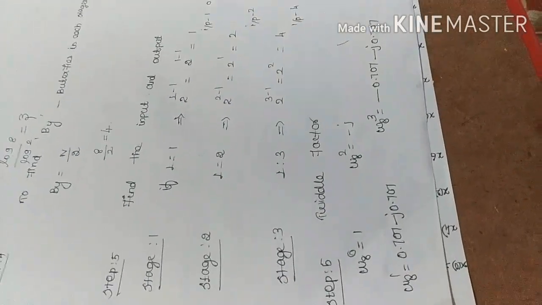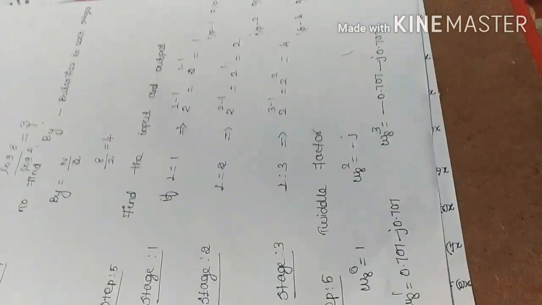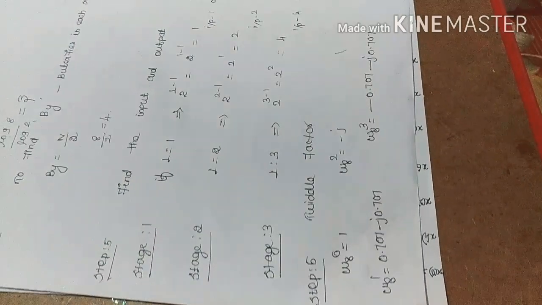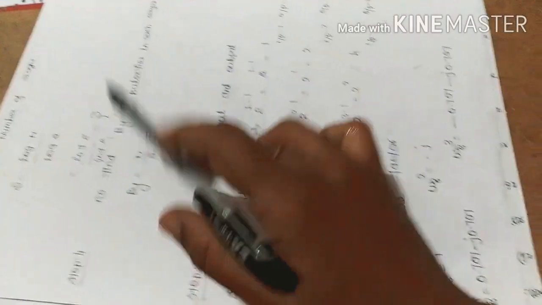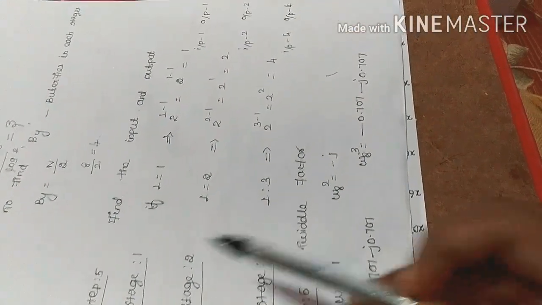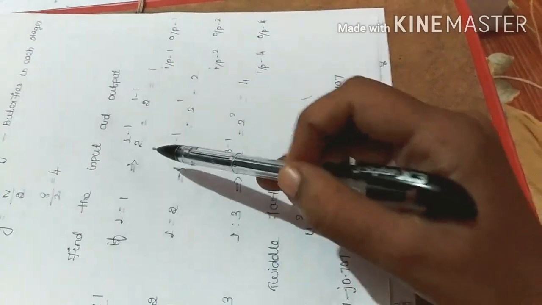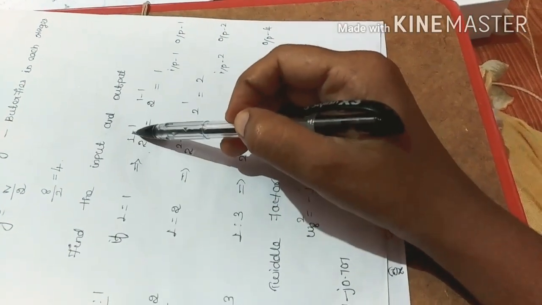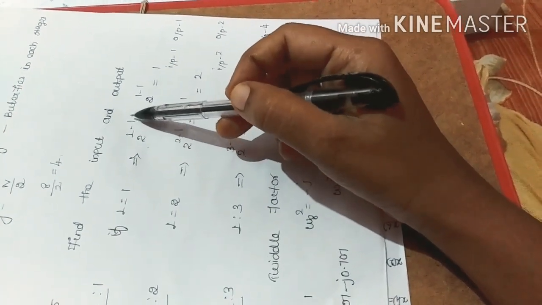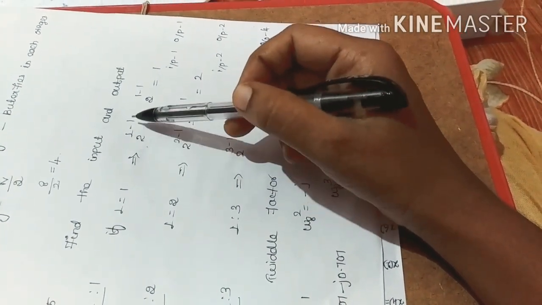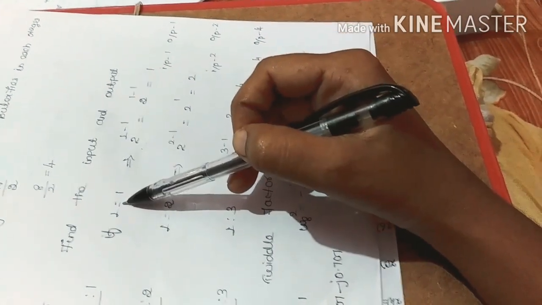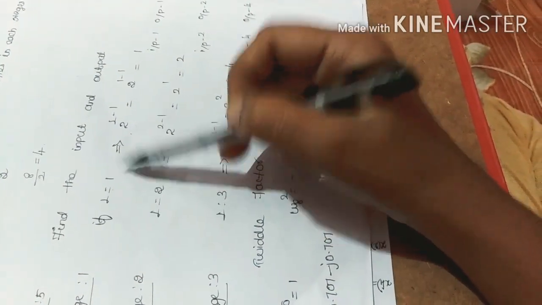Okay, then step number 5. Our step number 5 is to find the input and output. Okay, so we have 3 stages, right? Because we calculated S is equal to 3. So our stages are 3 stages. For the first stage, consider capital L equal to 1, because our formula is 2 power L minus 1. So for calculating input and output, we have to use this formula, 2 power L minus 1. So here L becomes 1 for stage 1.